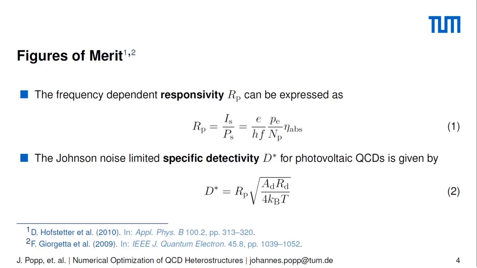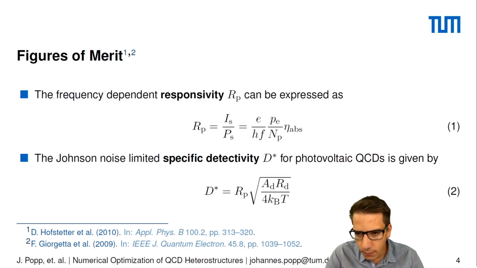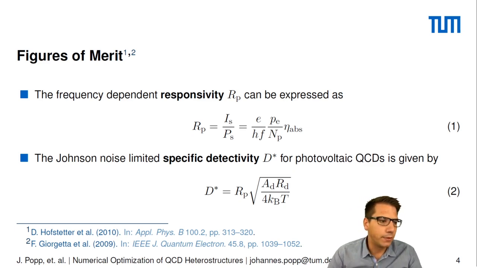So, continuing with the figures of merit. The first is the responsivity, which gives us the ratio of output current to input power. Here you can see in equation 1 that this depends on the extraction efficiency, the absorption efficiency, and P is here the number of periods.